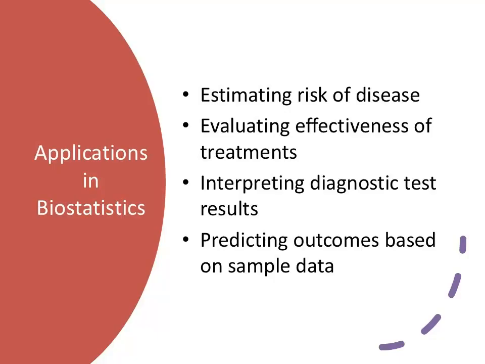So how do we apply this in our field? Probability is everywhere in biostatistics. We use it to estimate the risk of a person developing a disease. It's crucial for evaluating the effectiveness of new treatments in clinical trials. We also use it to interpret the results of diagnostic tests, for instance, determining the probability that a person has a disease given a positive test result. And fundamentally, it allows us to predict outcomes and make inferences about a whole population based on sample data.